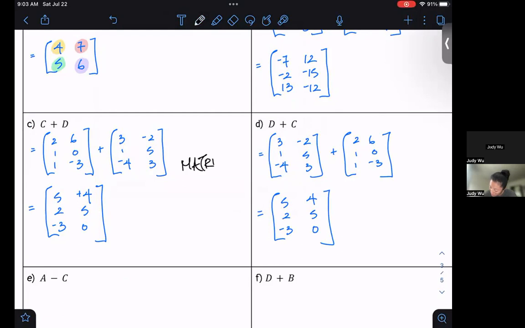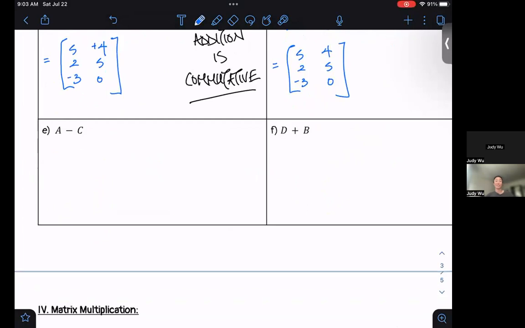So it turns out that when we add matrices, okay, we can write this note for ourselves. Matrix addition is what we call commutative, okay? Means that the order in which we add doesn't matter. So C plus D is always going to equal D plus C. We don't actually have to do it twice. We can just know that it's commutative, okay?